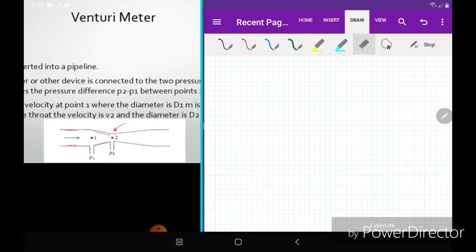Okay? Now, a manometer is connected, or other devices are connected to the two pressure taps shown, and measure the pressure difference at point 1 and point 2. So, this is your point 1 and point 2, and ito yung mga pressure taps. Okay? Now, the average velocity at point 1 is v sub 1 meters per second, while at point 2 is v sub 2 meters per second. Now, the difference is yung diameter sa point 1 is diameter 1. Of course, sa diameter 2, mas maliit siya. It's because of the throat. So, meron siyang throat.